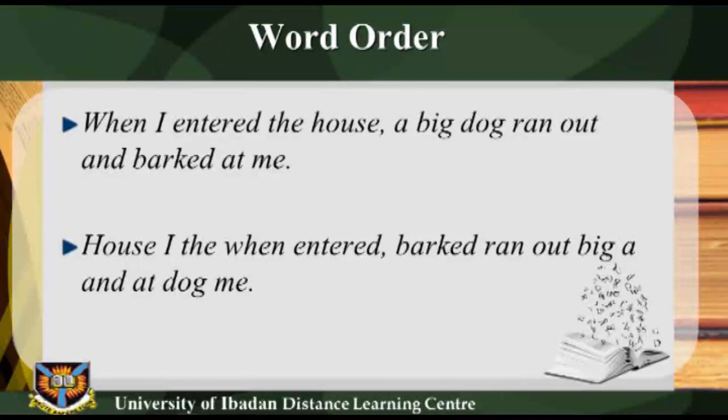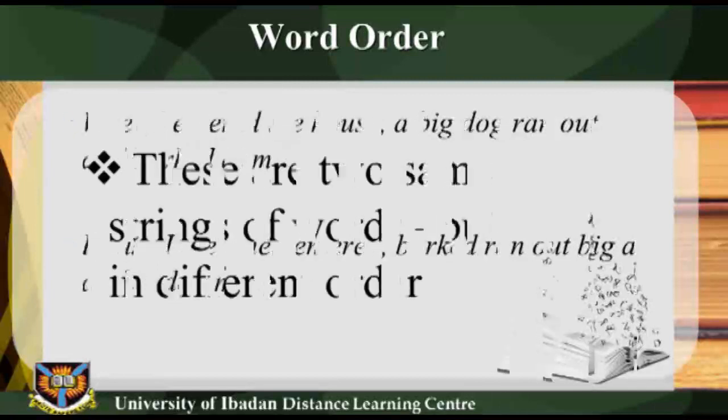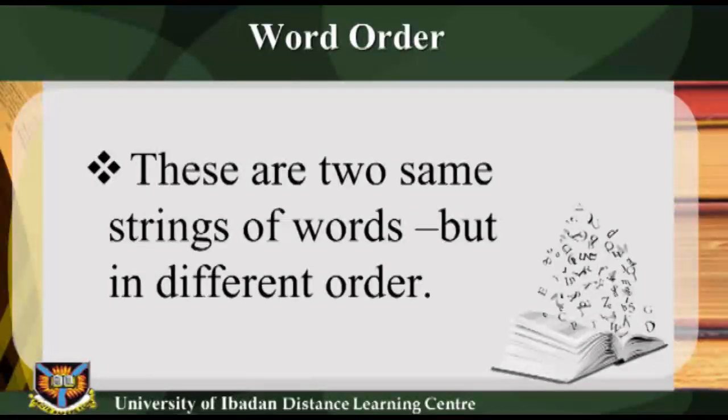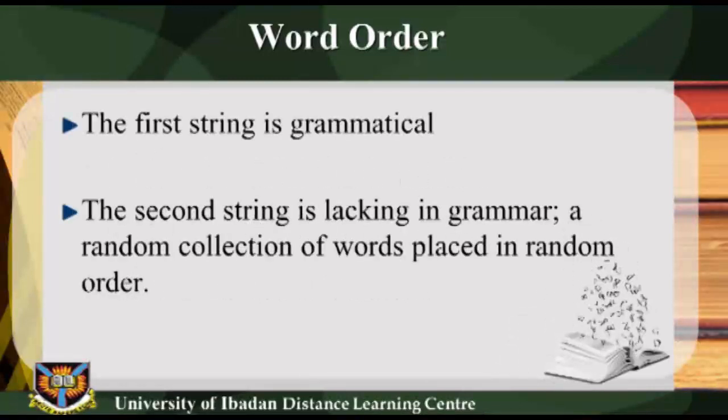Word order. A. When I entered the house, a big dog ran out and barked at me. B. House I the when entered, barked, ran out big A and a dog me. These are two strings of words, the same words but in different order. Anyone who knows English will see at once that the first string of words makes sense, whereas the second is a meaningless list of words. What makes the difference is grammar. The first string is grammatical. The words are placed in the patterns that belong to the grammar of English. The second string is not so much ungrammatical as totally lacking in grammar. It is a random collection of words placed in random order.